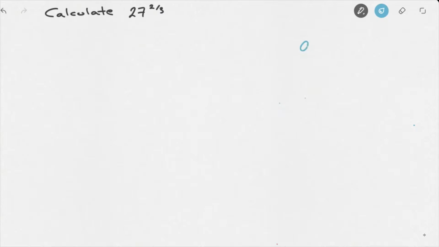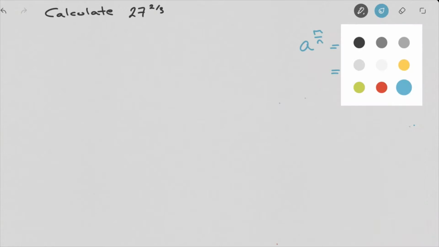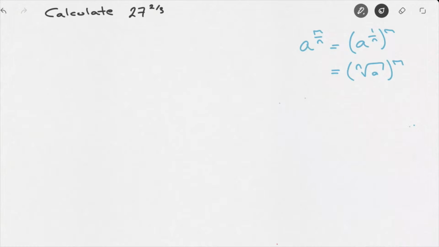Any number a raised to the power of m over n is equal to a raised to the power of 1 over n raised to the power of m. And a raised to the power of 1 over n is equal to the nth root of a. So we can say that this is equal to the nth root of a raised to the power of m. Now let's see how this can help us to calculate 27 raised to the power of 2/3.